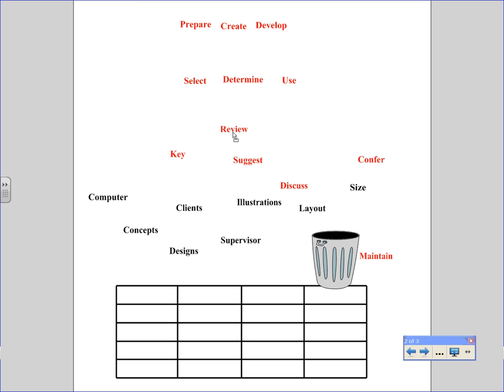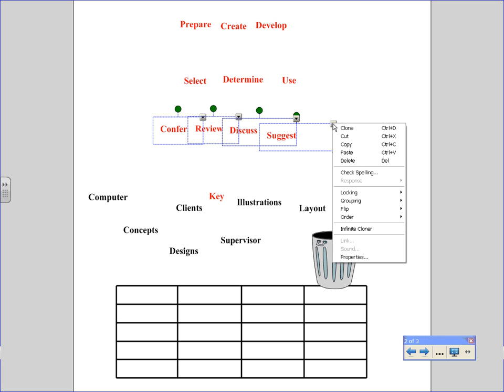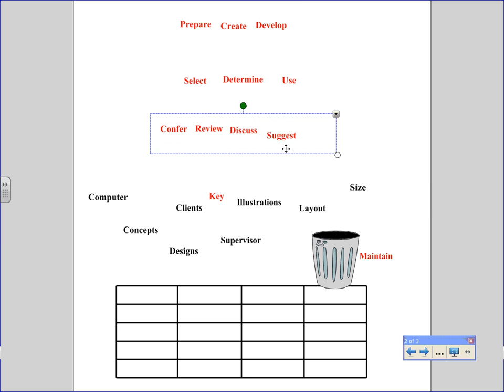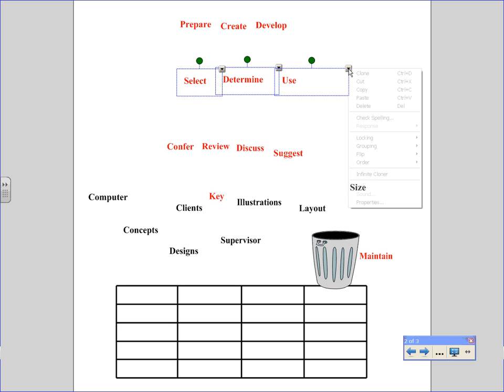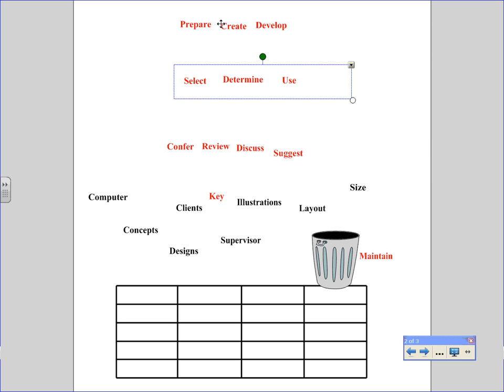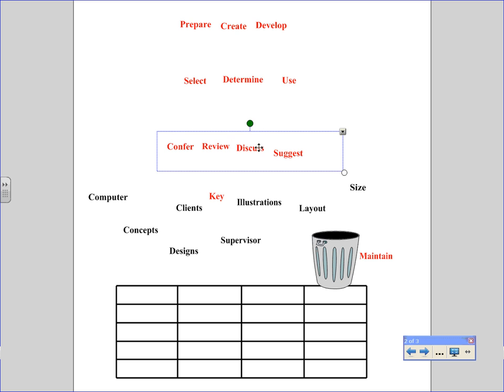We're going to take our last word group, and we're going to make it go around the word discuss. Well, discuss is kind of like suggest, and review, and confer means to have a conference with, to discuss. So discuss, suggest, review, confer, these words are all related to each other. They don't all mean the exact same thing, but they're related, so that becomes a group. So now you can see we have 3 word groups. One around creating, one around selecting, determining, and using, and one around discussing.